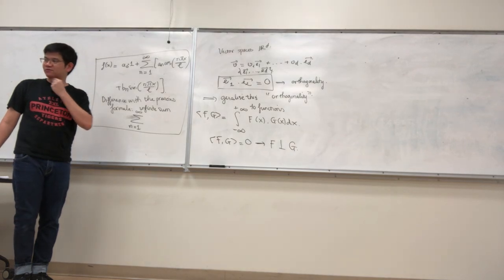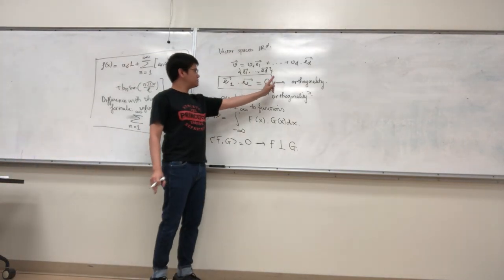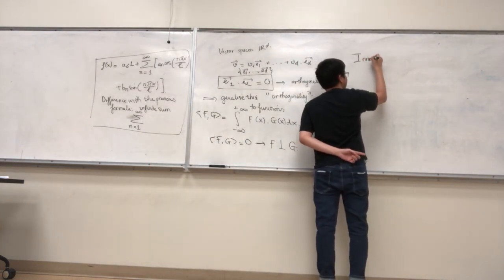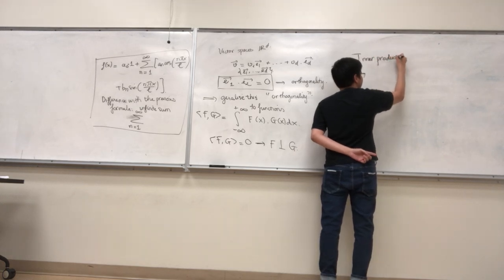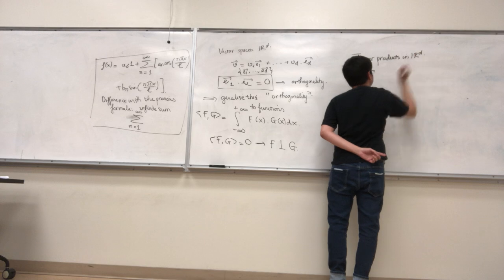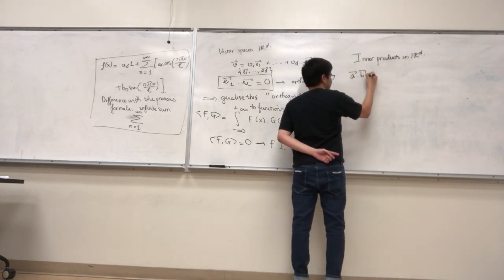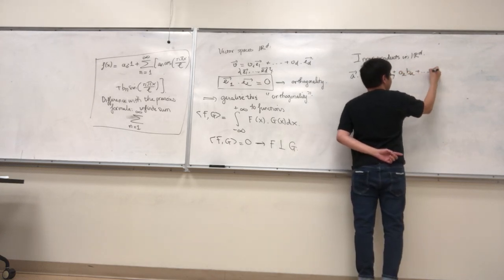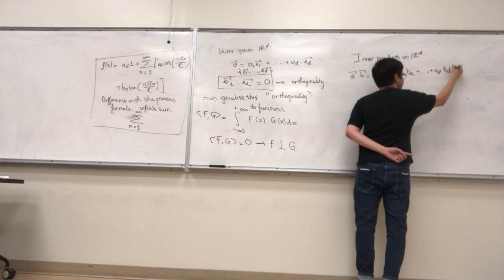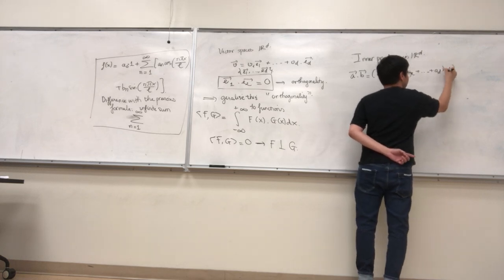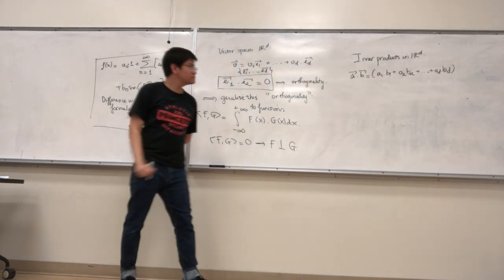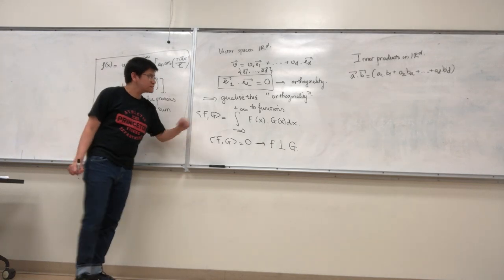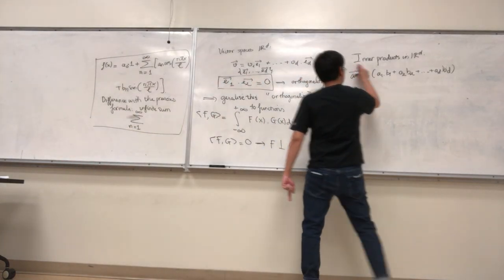Right? So now we have the following definition for inner product in R^d. You have A times B will be A1 times B1 plus A2 times B2 plus up to AD times BD. I'm not getting the capital F and G in the angle brackets. Yes, so this is the inner product in R^d.